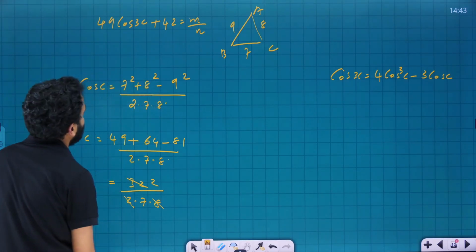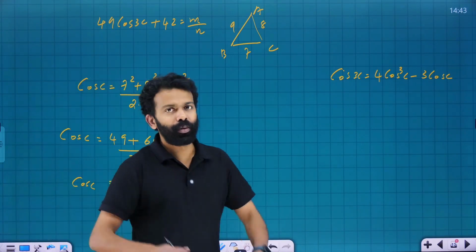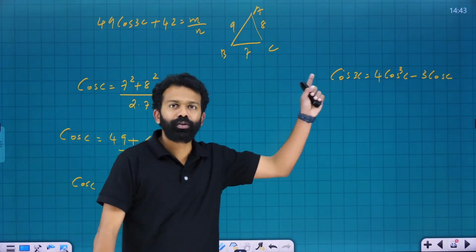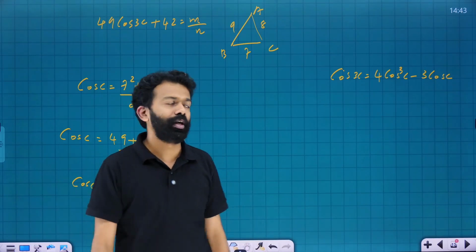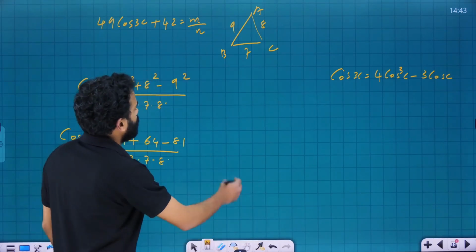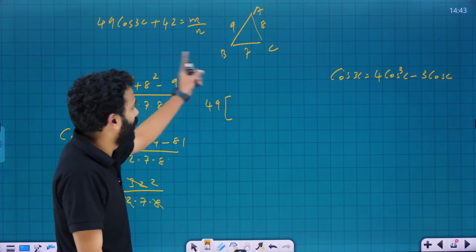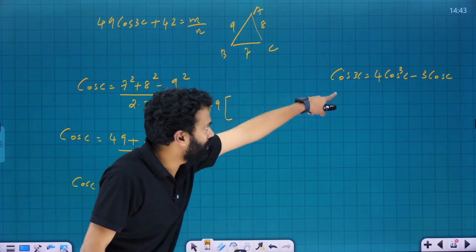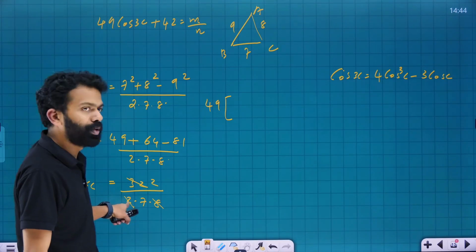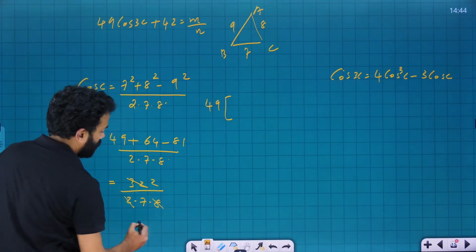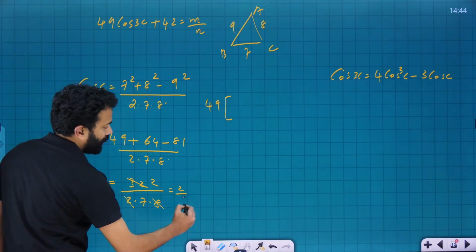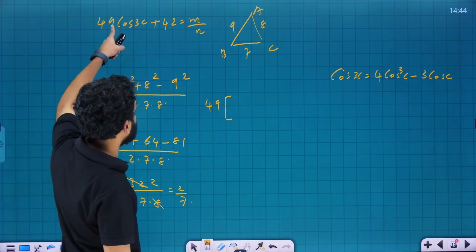What is the value of cos c? 2 by 7. Okay, and then we need to apply this cos c over here to move towards the final answer. Therefore, after substituting it will be 49 into, instead of cos 3c, I am substituting this value, and along with that value, I am substituting this value. So what is cos c? Cos c is 2 by 7. So, 49 into cos 3c is here.